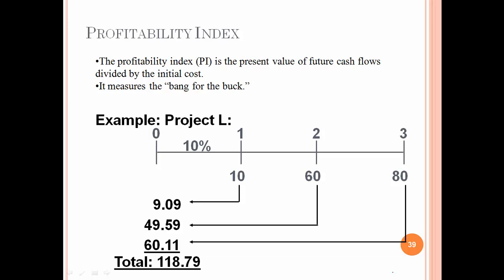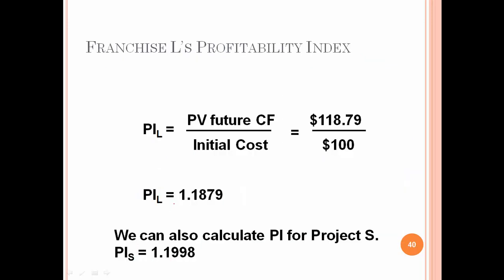So it measures the bang for the buck. I'll say for $1 of investment, what is the present value of future cash flows? And in this example, when we look at project L, we calculate the total present value of all its future cash flows, add up, and then divide by the initial cost of $100. So PI is 1.1879. If we want to calculate the profitability index for project S as a practice, go ahead and you should have a result that is 1.1998.